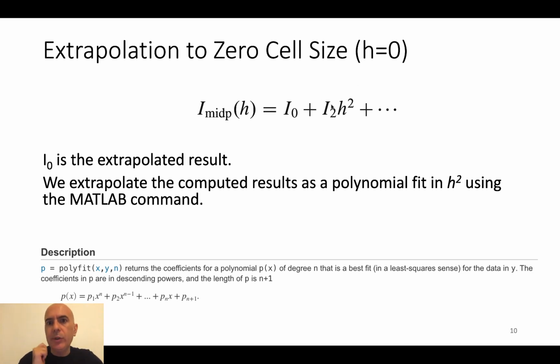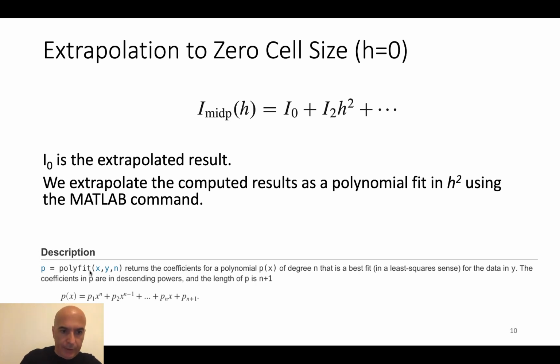If we do this operation of extrapolation to 0 cell size, h equal to 0, the terms containing powers of h will go away, and we will keep this integral that is I naught. So I naught is going to be the extrapolated result, right? It is the one that does not depend on h, the value calculated for h equal to 0. How do we do this extrapolation? Well, we can extrapolate the computed results as a polynomial fit in h squared using the MATLAB command polyfit.